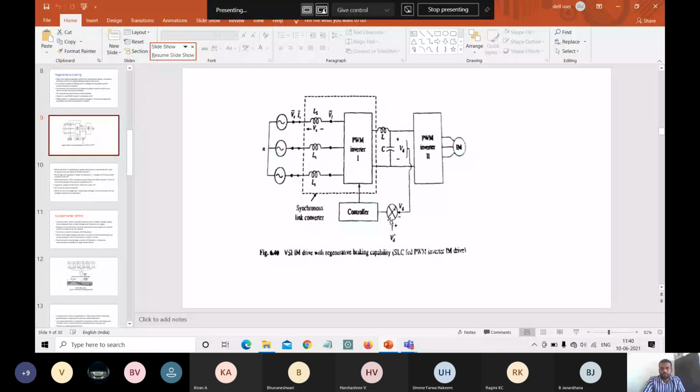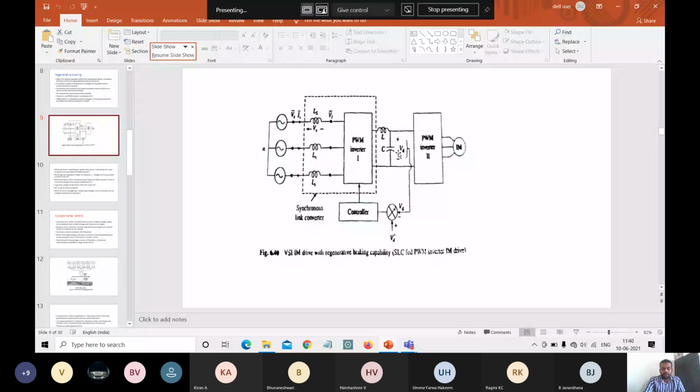We are using the summer here. VD is the voltage observed at the DC link, at the capacitor side. So it must be independent of each other, with closed loop control using the DC link voltage. When the power is supplied by the SLC into the DC link, this equals the power taken by the PWM inverter 2.